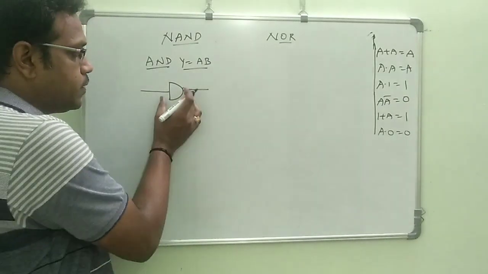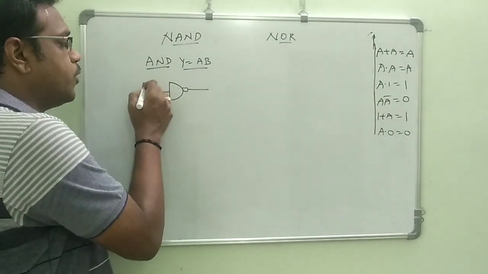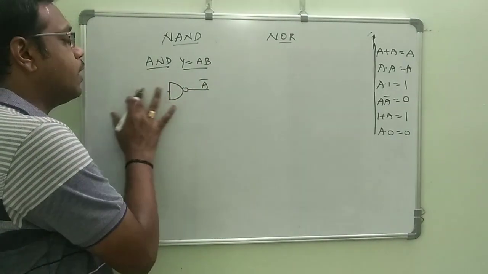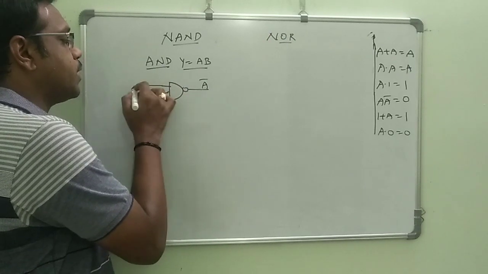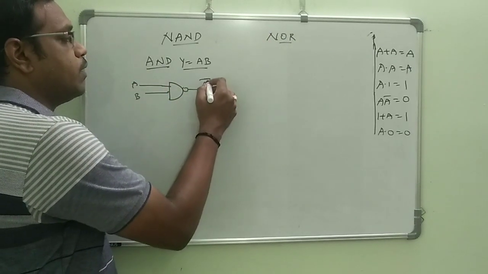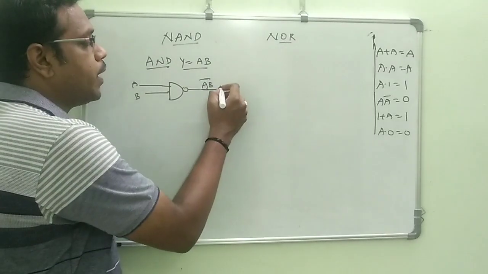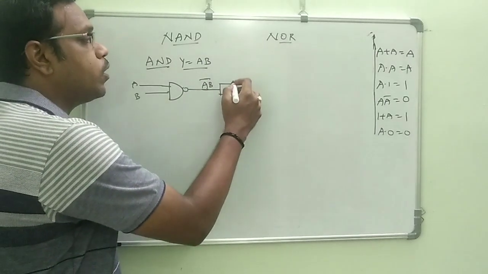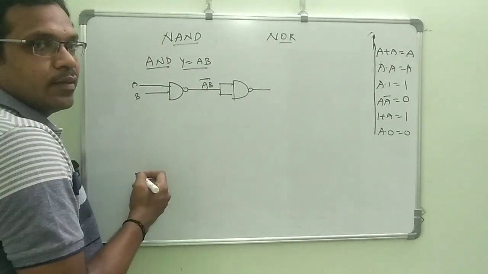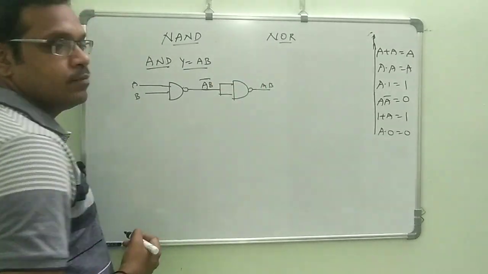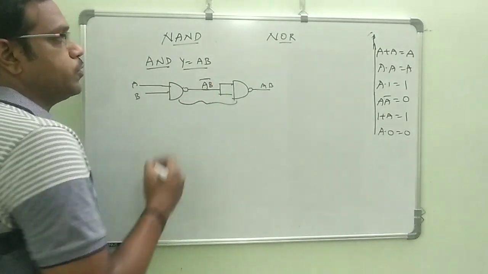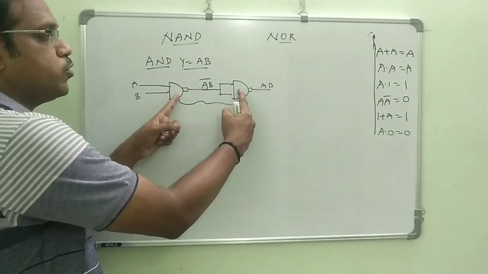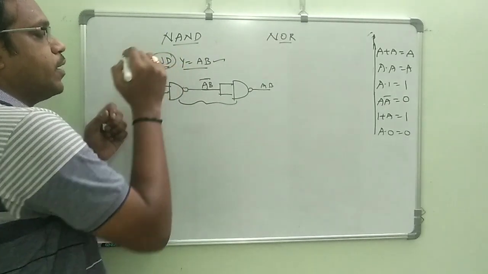This is a single NAND gate, single input, single output. If you give A here, you will get A bar. It's a NOT gate. Now I am taking 2 inputs here, A and B, and AB bar will come. So now again, it's a common input, so I am taking one more NAND gate. So you will get AB. So if you use 2 NAND gates, we can prepare the AND gate.